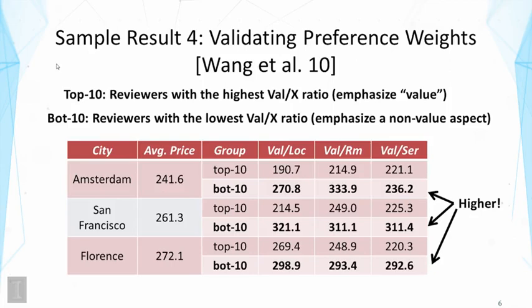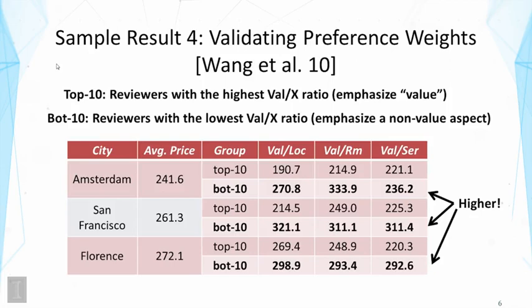The bottom 10, on the other hand, are the reviewers that have the lowest ratio. What does that mean? Well, that means these reviewers have put higher weights on other aspects than value. So those are people that cared about another dimension, and they didn't care so much about the value, at least as compared with the top 10 group. Now, these ratios are computed based on the inferred weights from the model. So now you can see the average prices of hotels favored by top 10 reviewers are indeed much cheaper than those that are favored by the bottom 10.